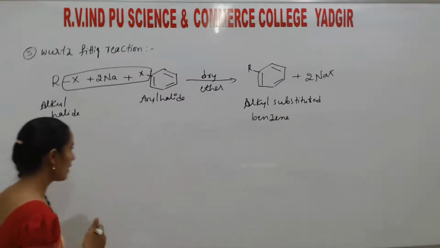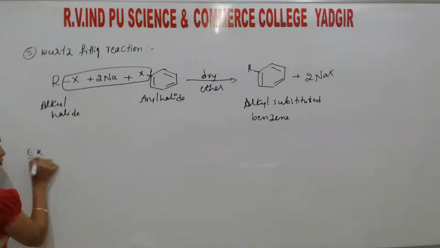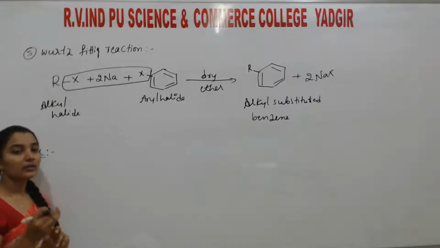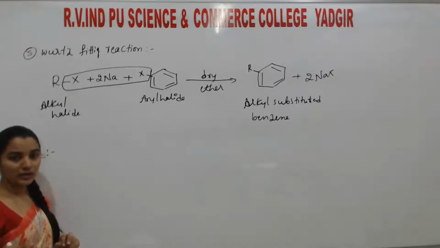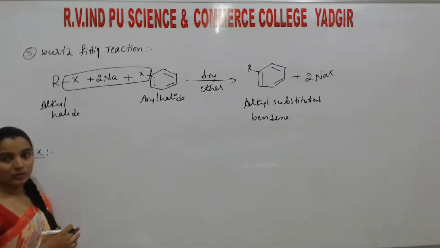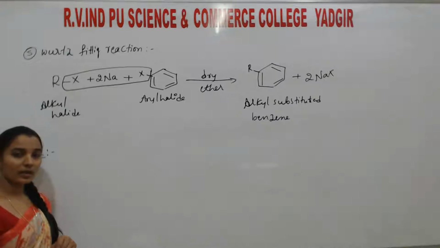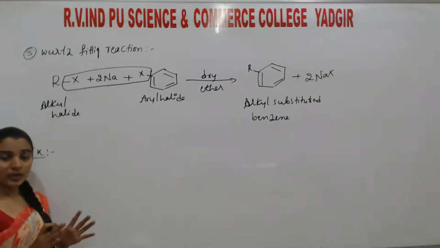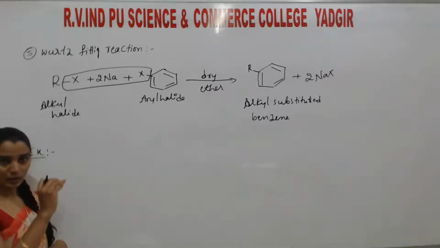If they ask students for 2 marks, they'll simply ask write Wurtz reaction, Wurtz-Fittig reaction. Sometimes they say explain. If they mention only write, this is enough. Okay, Wurtz reaction with an example. So the example is enough. If they say explain, then only you need to explain in words.